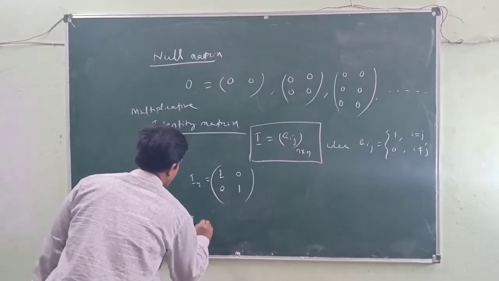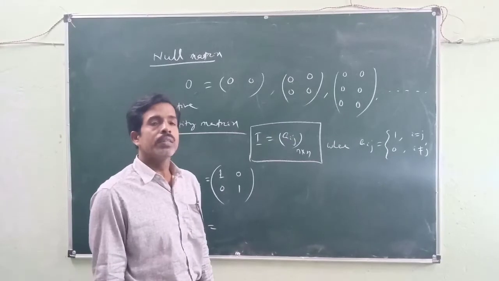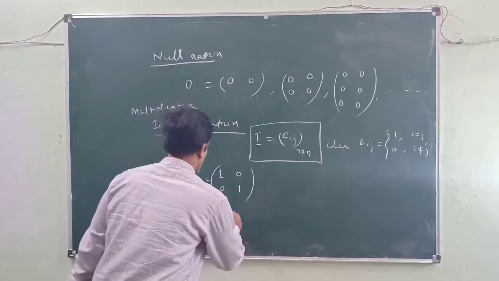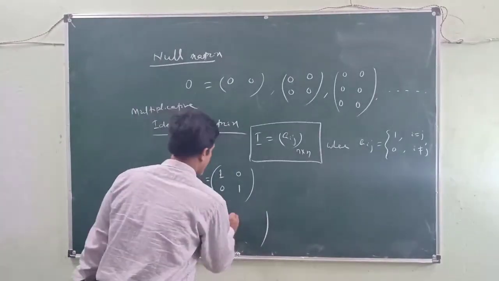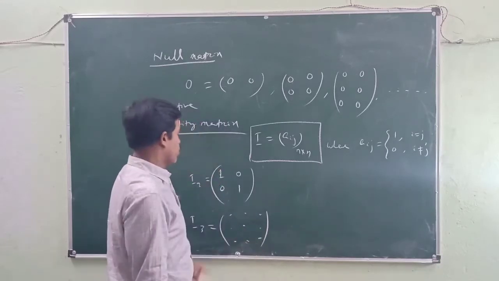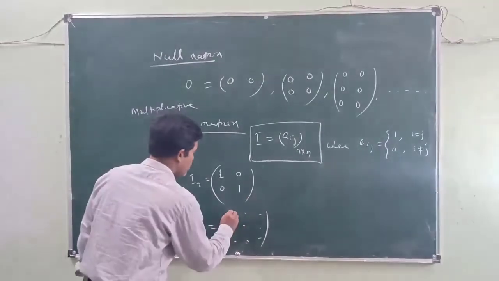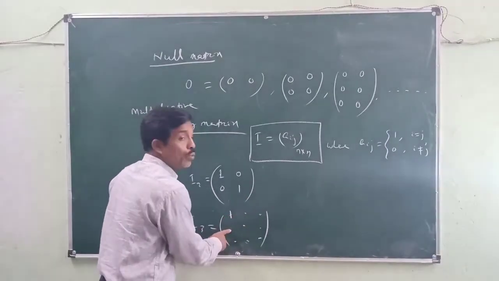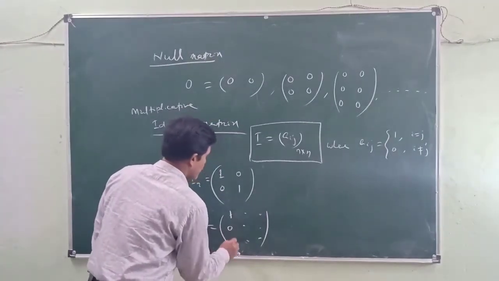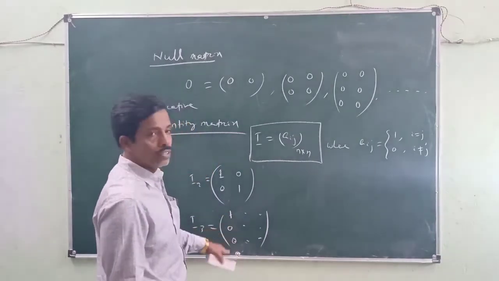Similarly for I3, it is a square matrix of order 3 cross 3, a third order square matrix. In a third order square matrix there are 9 elements like this. Look, this position is 1 1, so i equals j, write 1. Then this position is 2 1, i is not equal to j, so write 0. Then 3 1, i is not equal to j, 0. So column wise it will be 1 0 0.